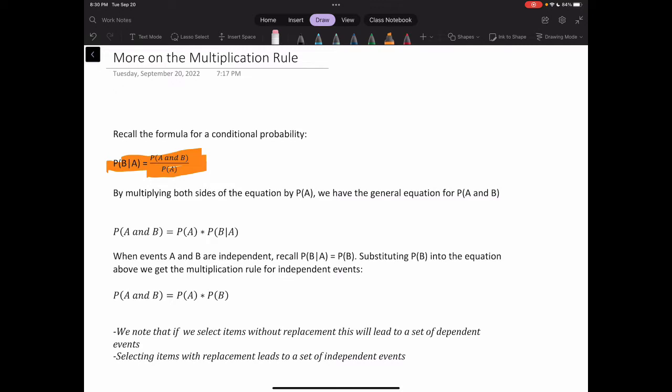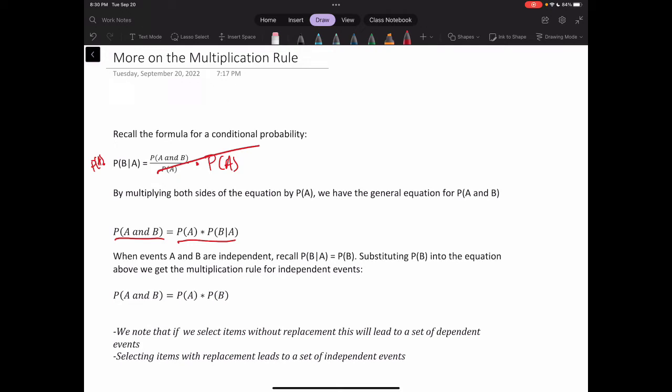Well, if we multiply both sides of that equation by the probability of A, that would give us precisely what we call the general formula for the multiplication rule. And it says the probability of A and B is equal to the probability of A times the probability of B given A.